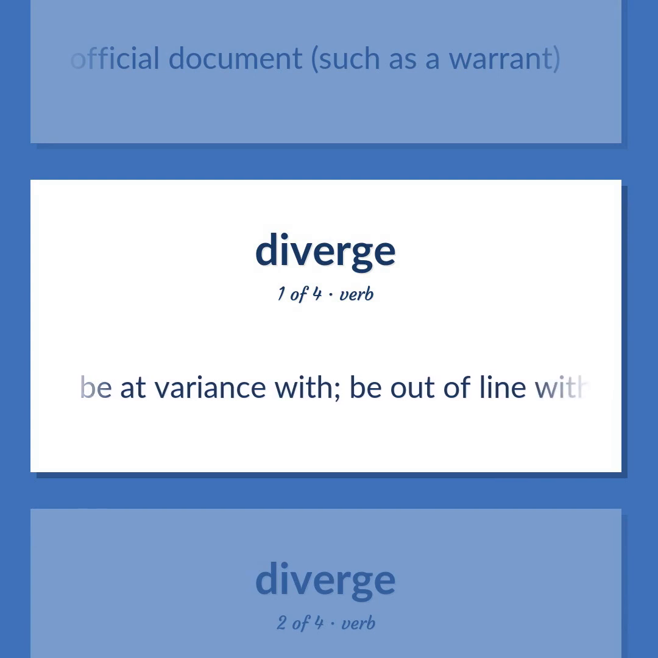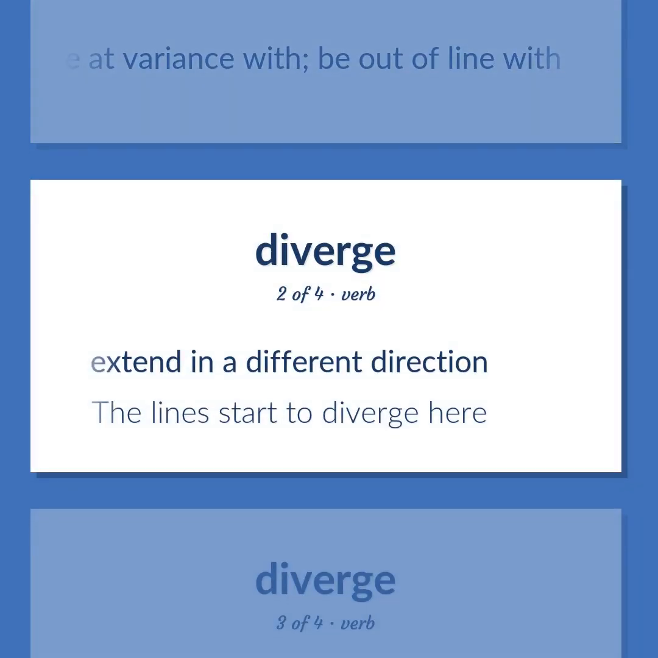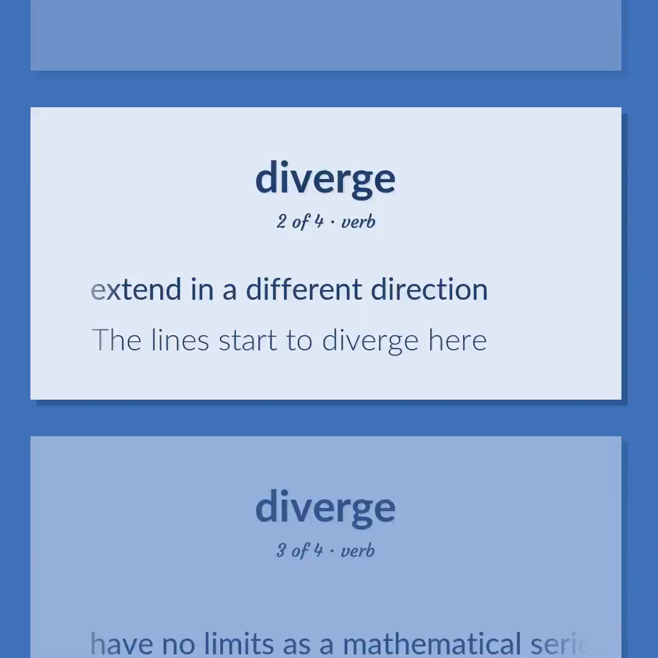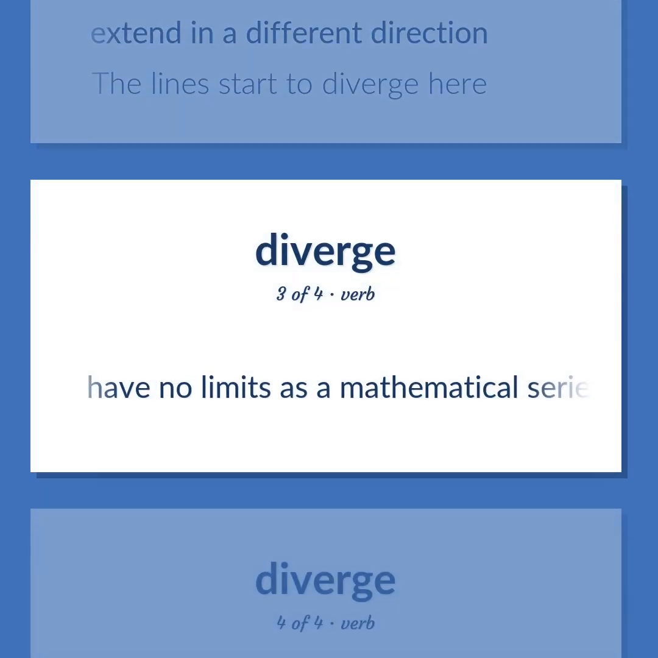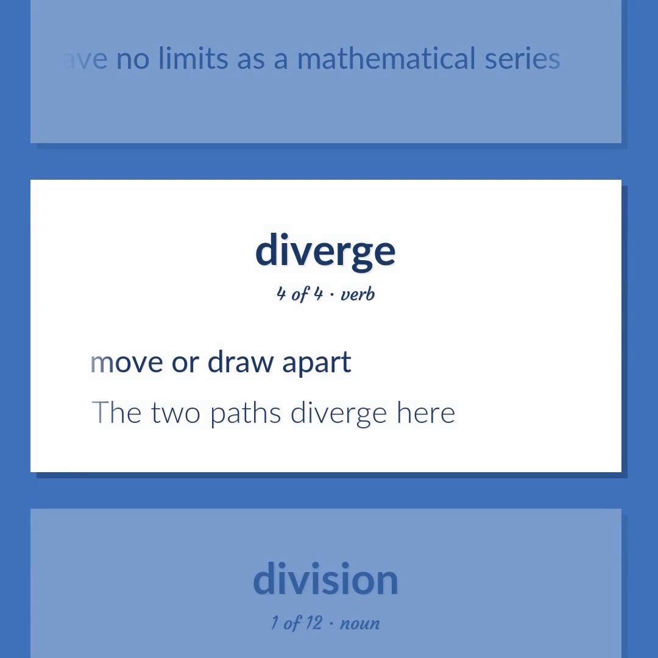Be at variance with. Be out of line with. Extend in a different direction. The lines start to diverge here. Have no limits as a mathematical series. Move or draw apart. The two paths diverge here.